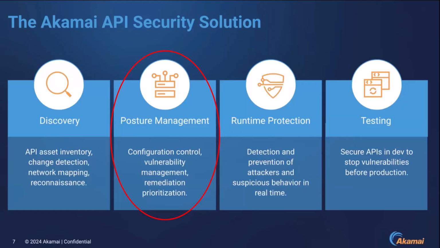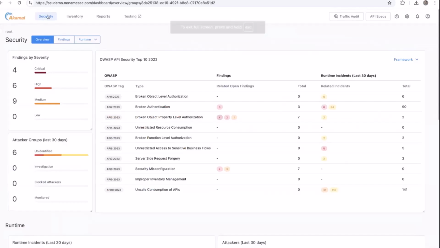We're going to see now a few examples like that and how we can share the information with additional teams like the developers that can fix them. We're here in the demo environment. In the Security tab, you can see that we map all the posture findings and runtime incidents to the OWASP API Top 10 framework based on the 2023 list.